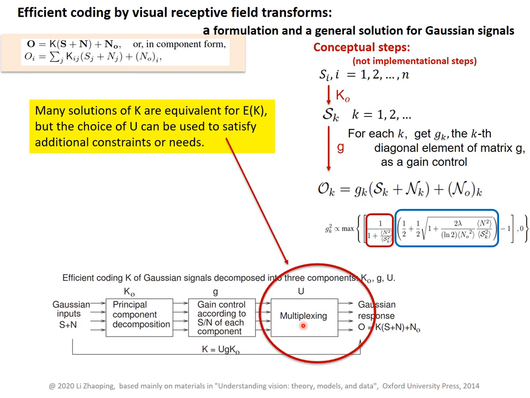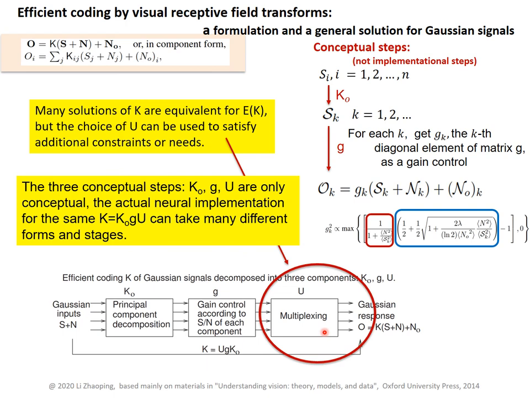that EK hasn't quite considered. And another thing I'd like to point out is, in fact, these three conceptual steps, K0, G, and U, are only conceptual for understanding of what's going on. They are not neural implementation steps, because in the end, this whole effective K is the only step that's necessary. So you can go directly from the signal input receptor space to the neural space. For instance, this could be photoreceptors, this could be retinal ganglion cells, in a single step of K. Okay, that's what we call the effective K.